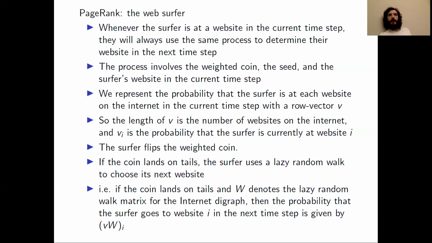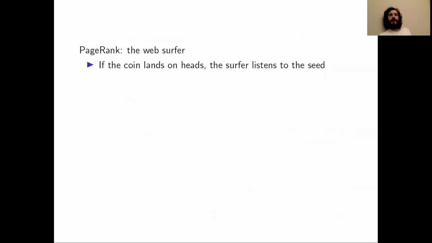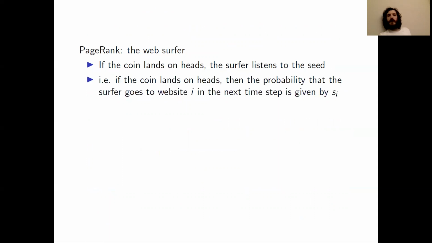So we discussed what happens when the coin lands on tails. Now let's look at what happens when it lands on heads. This is slightly simpler. The surfer will just use the seed, and specifically, the surfer will go to website i with probability equal to the ith entry of s in the next time step. And this happens, the coin landing on heads, with probability equal to a.